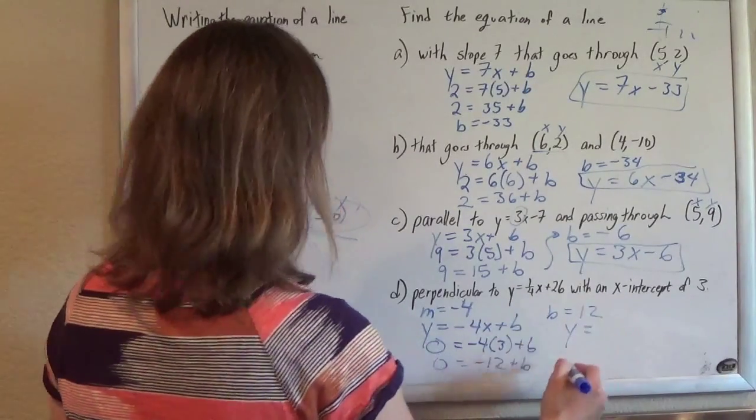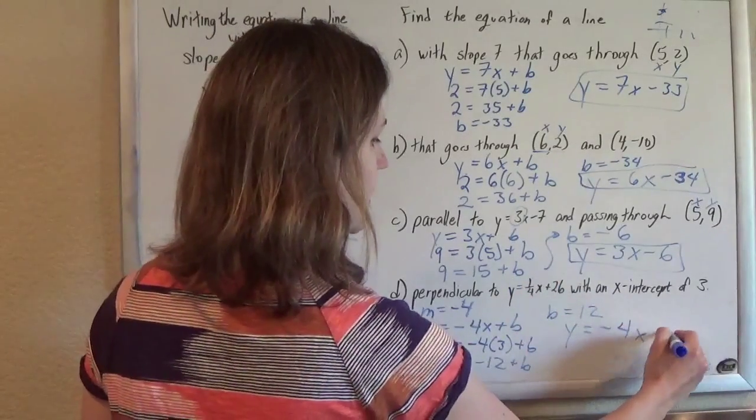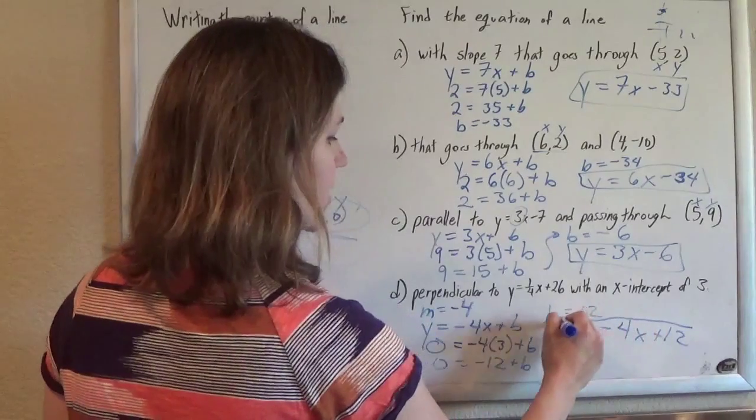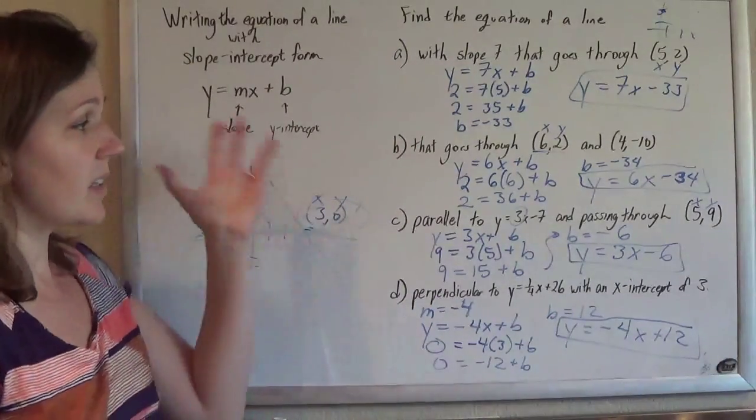So y equals mx plus b becomes y equals negative 4x plus 12, which should match what we got before. So any way you slice it, you get the same thing.